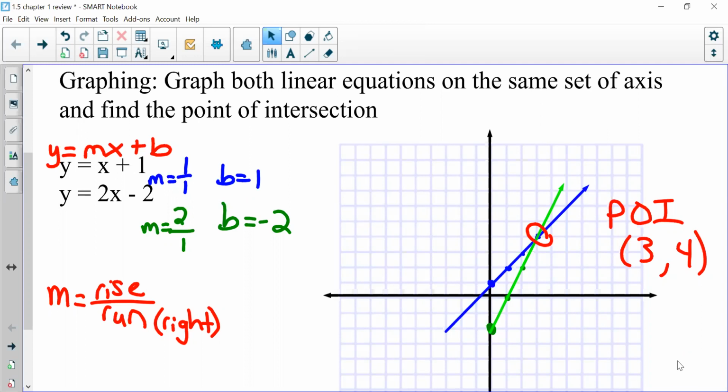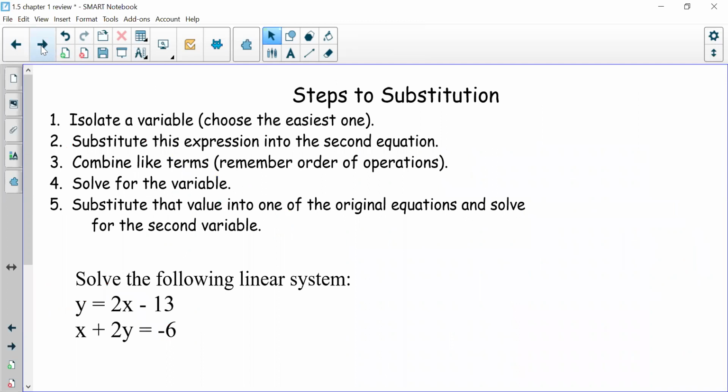Any other questions on this one? So that's it. Then move on. Then you're done. Okay. Let's review substitution and then we'll get to elimination.